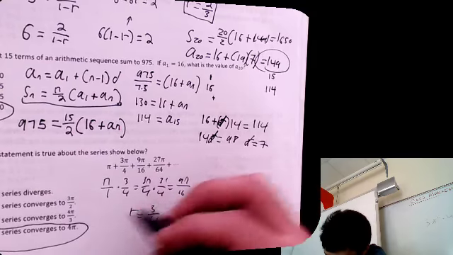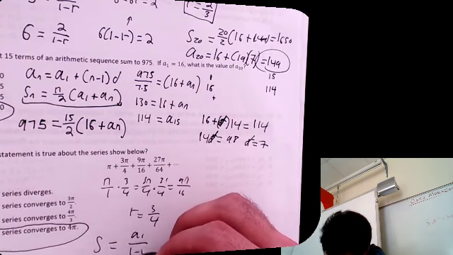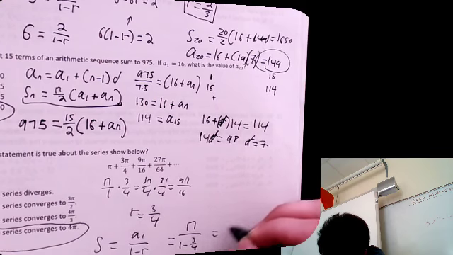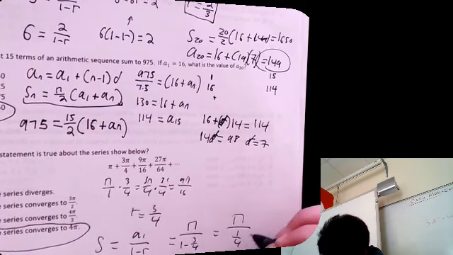And we know that the series is equal to a_1 over 1 minus r. So that means the series is equal to our first term, pi over 1 minus 3/4. So that's equal to pi over 1/4. And pi divided by 1/4 is equal to 4 pi. Answer choice D.